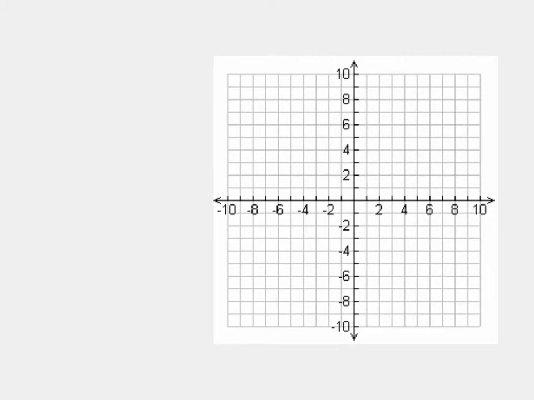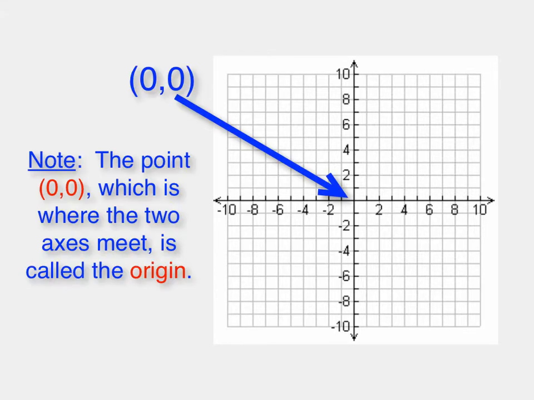All right. A few more things about our graphs and the coordinate plane. The point (0, 0), right in the middle, where the horizontal axis intersects the vertical axis, is called the origin. This is a very important point, and it comes up all the time.